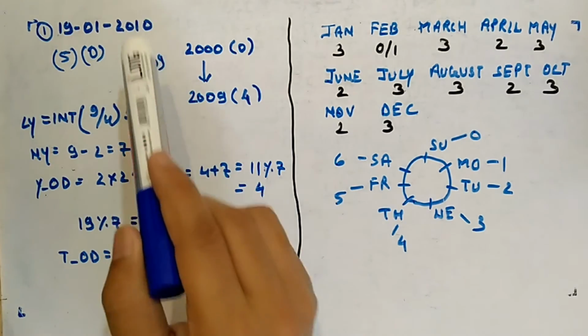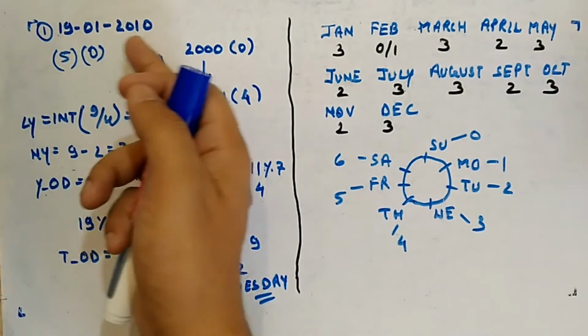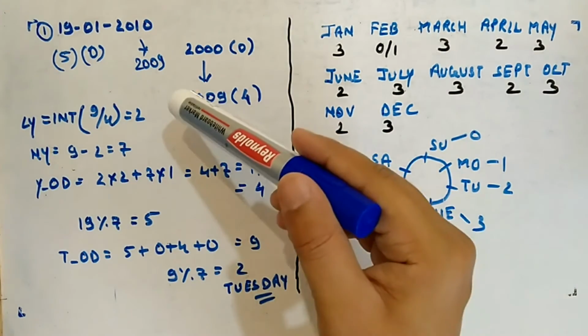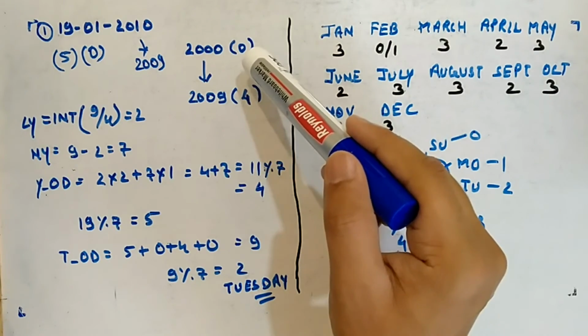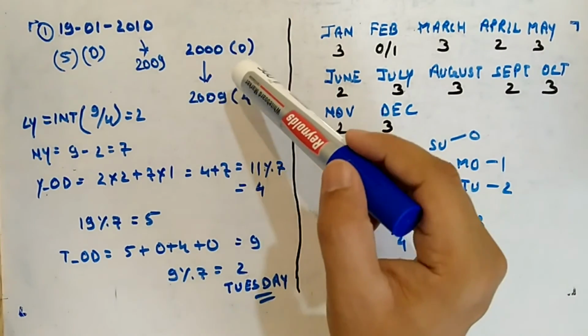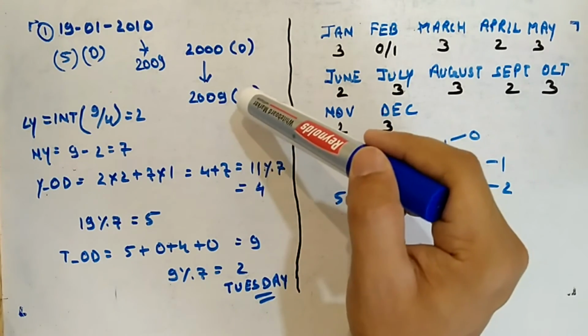So first we will target the year. 2010 means 1 less, 2009 we have to take, because 2010 is not complete. So the closest century year which will give 0 odd days is 2000, you can see, and then from 2000 to 2009 there will be 4 odd days. How?